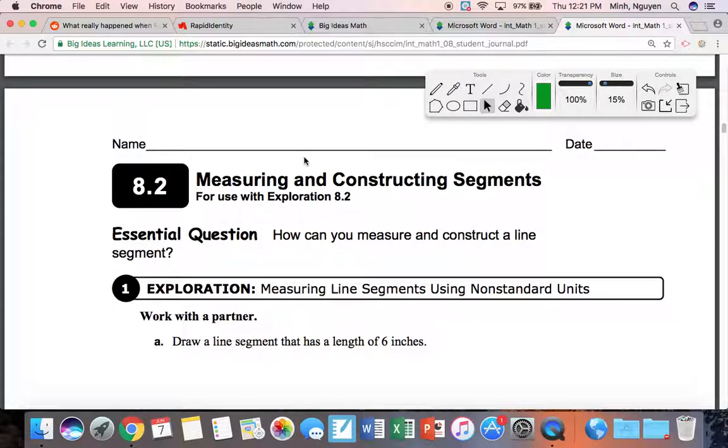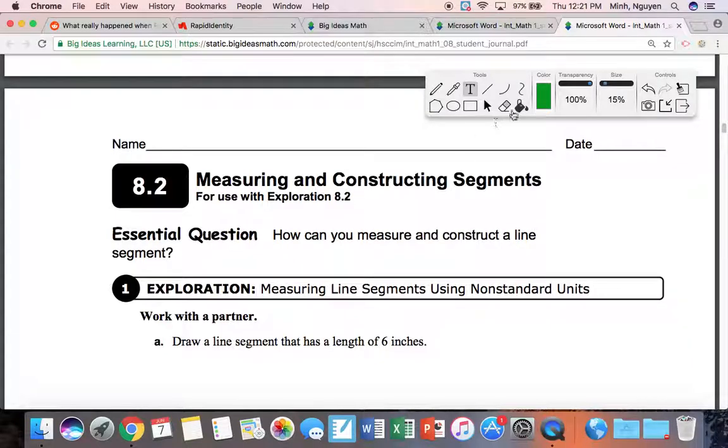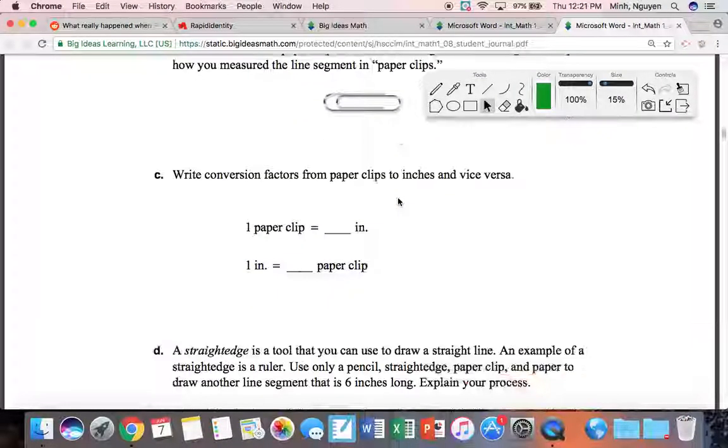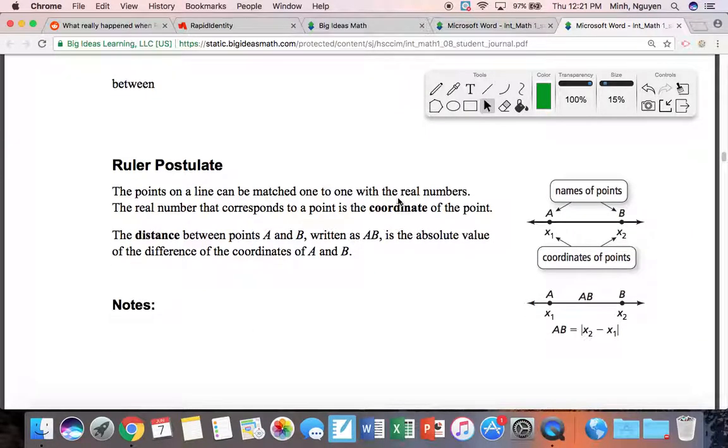Page 221 of your student journal, section 8.2, measuring and constructing segments. How can you measure and construct a line segment? The really short answer to this is use a ruler. That's it. We're going to skip a bunch of other stuff, but use a ruler. That's kind of obvious. Ruler postulate.